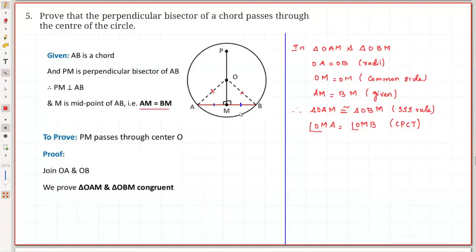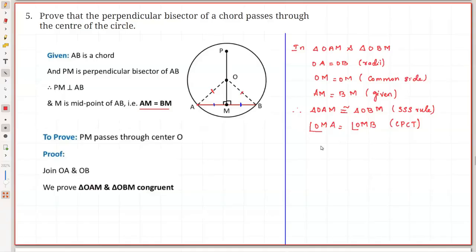So now I have to prove that OMA and OMB are equal to 90 degrees. There are many ways to prove it. First, we are just taking AMB as forming a straight line. If you are considering AMB as a straight line, the sum of two adjacent angles is equal to 180 degrees, or you can go with a linear pair. We know that these two angles are equal, we have proven. So OMA plus OMB is equal to 180 degrees.